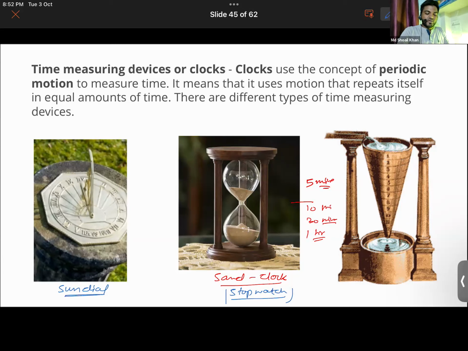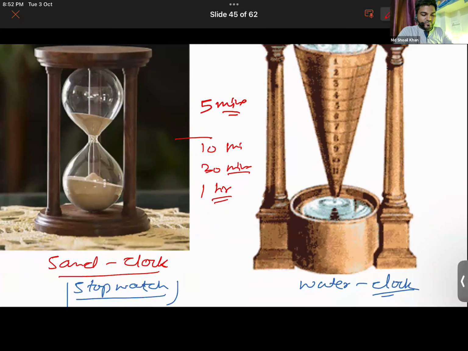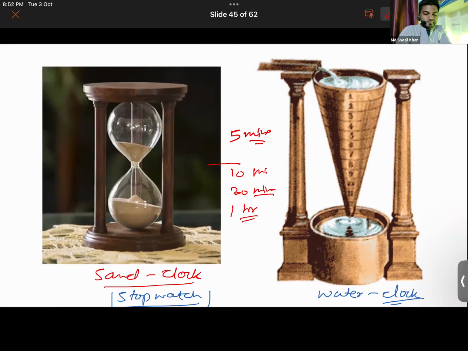Now you have this interesting water clock here. Can anyone explain how it might be working? Okay, if you were to see it now, there are numbers marked on it.